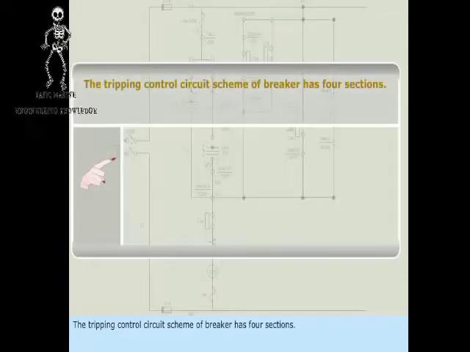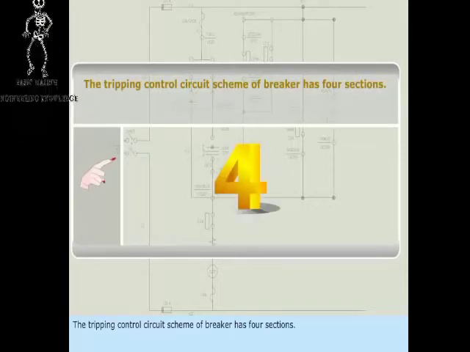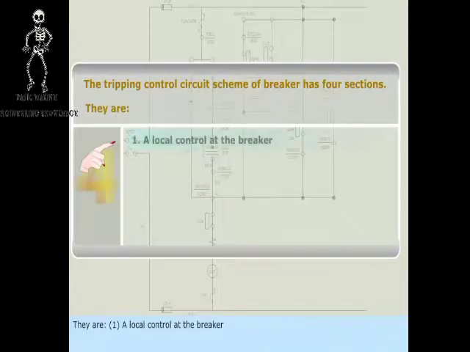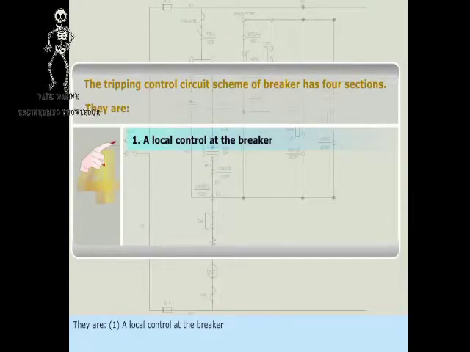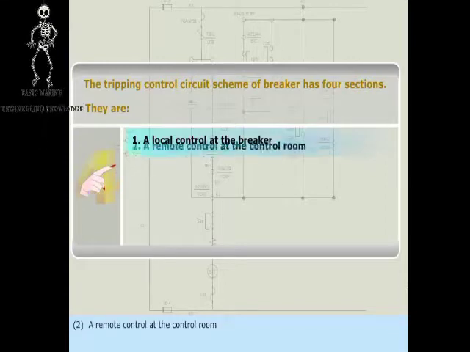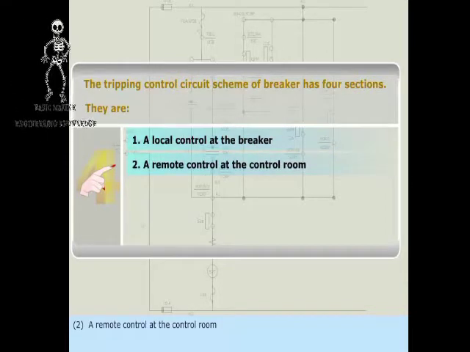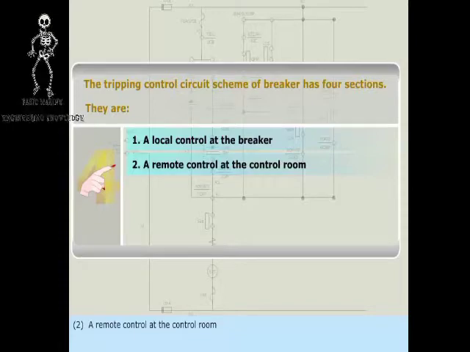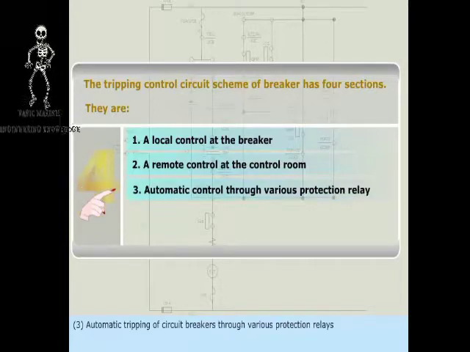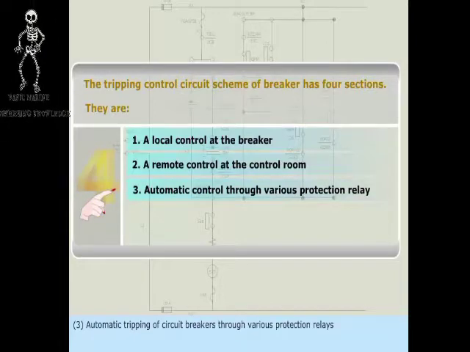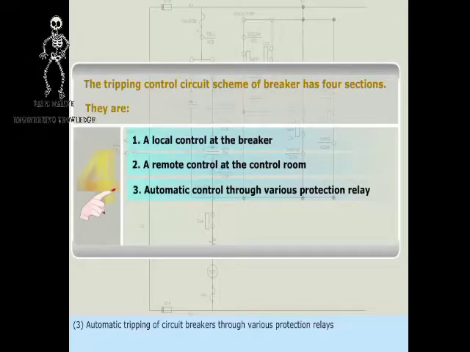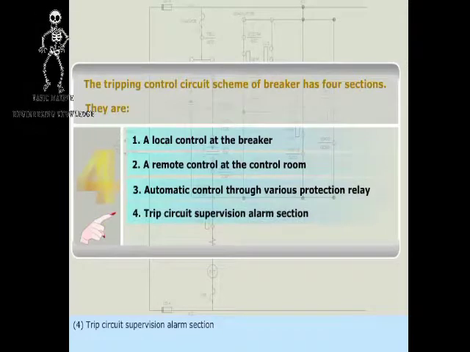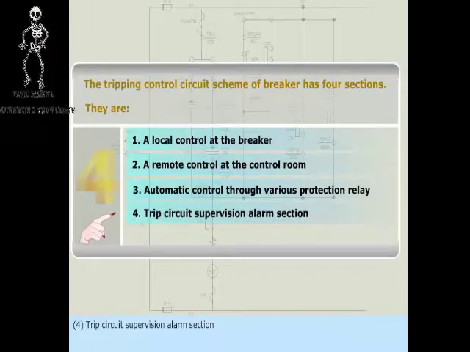The tripping control circuit scheme of breaker has 4 sections. They are 1. A local control at the breaker, 2. A remote control at the control room, 3. Automatic tripping of circuit breakers through various protection relays, 4. Trip circuit supervision alarm section.